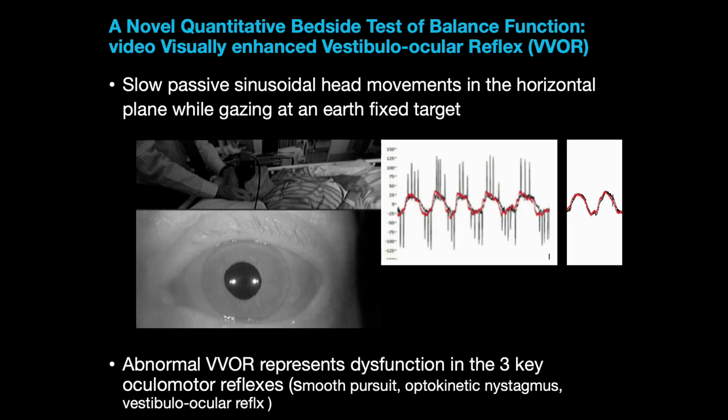So just coming back again to the VVOR, what we're looking at here are slow sinusoidal head movements, and looking at the eye trace, we see salvos of high amplitude corrective saccades as the head is being moved side to side.